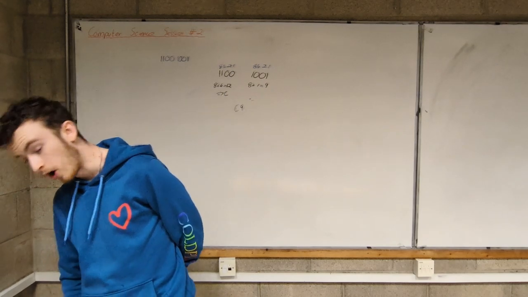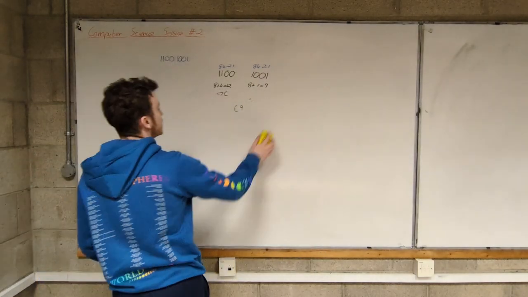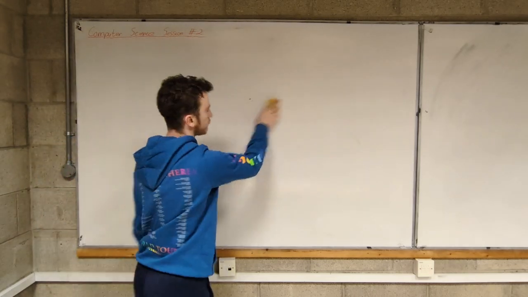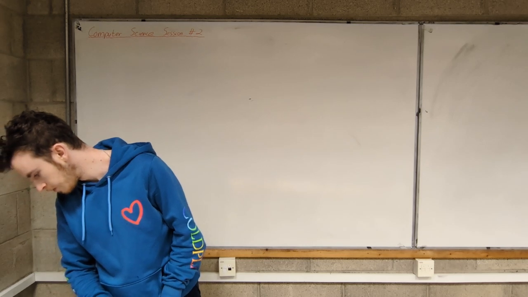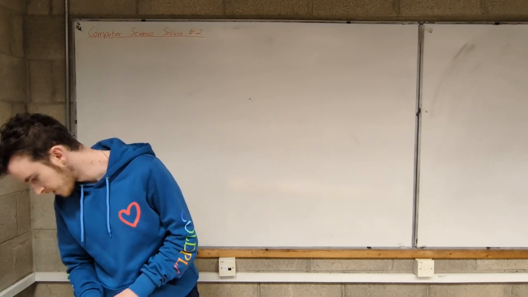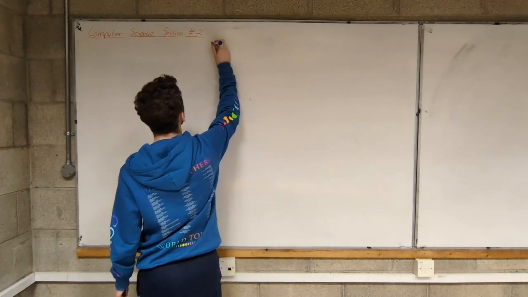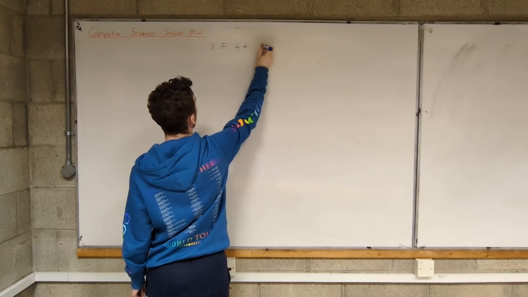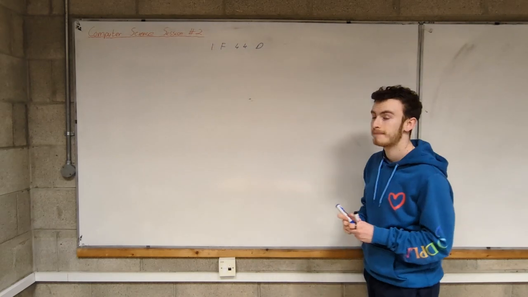So now, going the other way around. So, just beneath that, we'll use the example there, right? 1F44D. So that's hexadecimal. We want to get that back to binary.